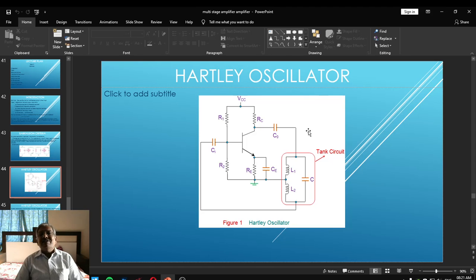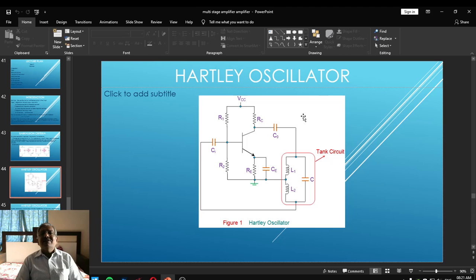Hartley oscillator generates sine waves at its output, so that's why it is called a sinusoidal oscillator. As it contains inductance and capacitor in the tank circuit, which is represented here, which I already studied, that's why this oscillator again belongs to the RF oscillator.